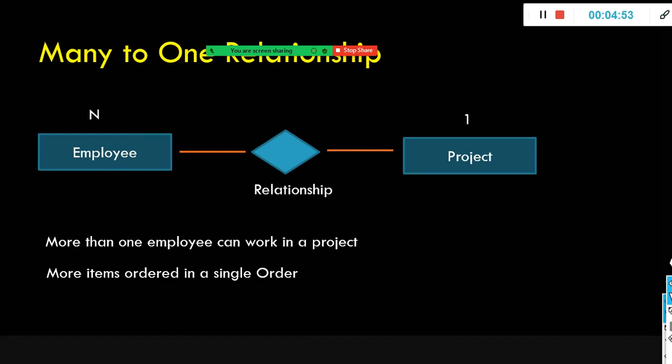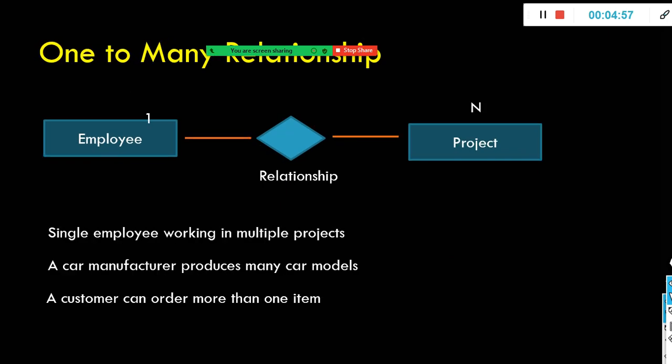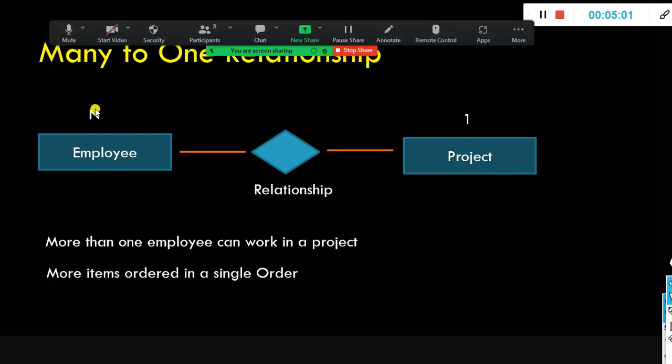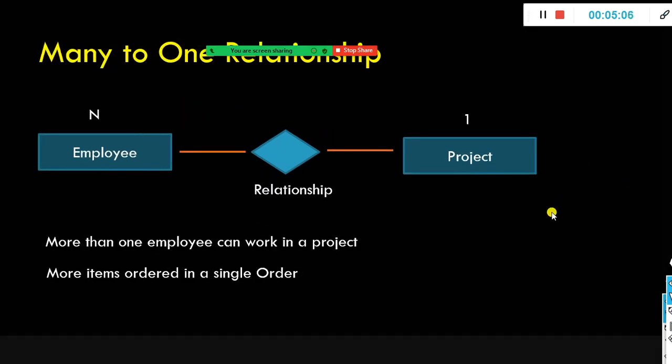So the next one is many-to-one relationship. This is one to many. So look here, 1, this is n, many, and here n, so it is opposite. Okay, so n to 1. So more than one employee can work in a project.